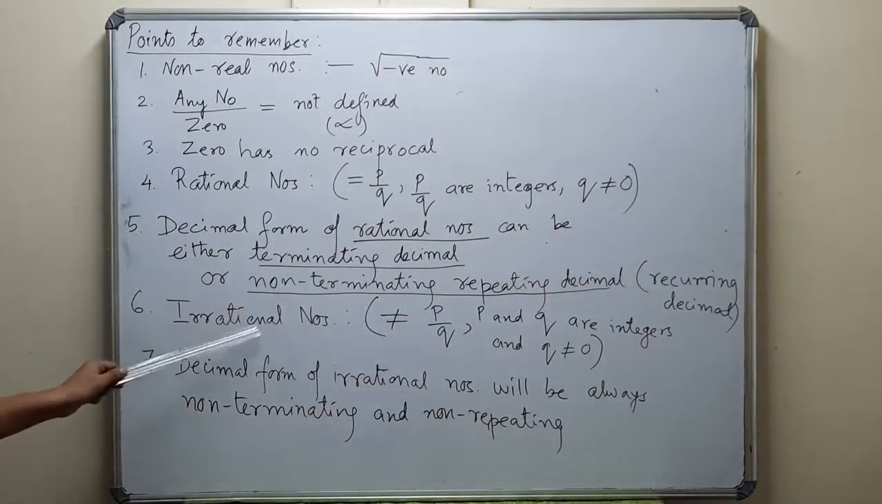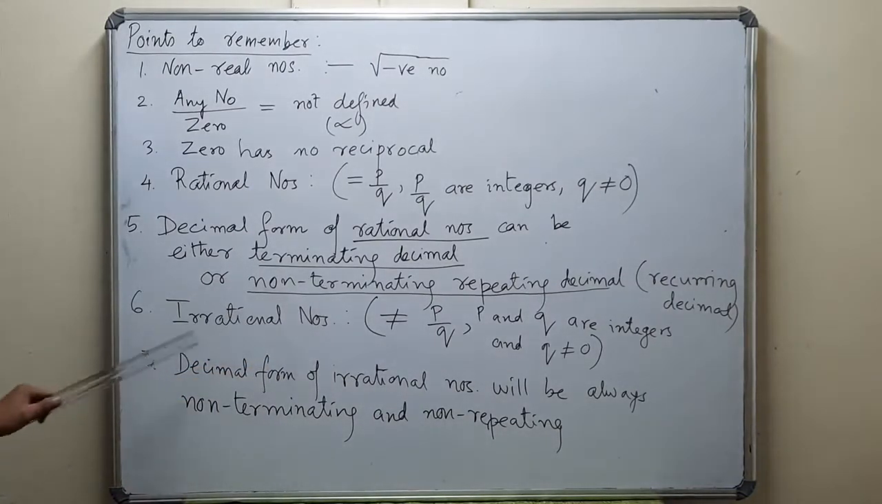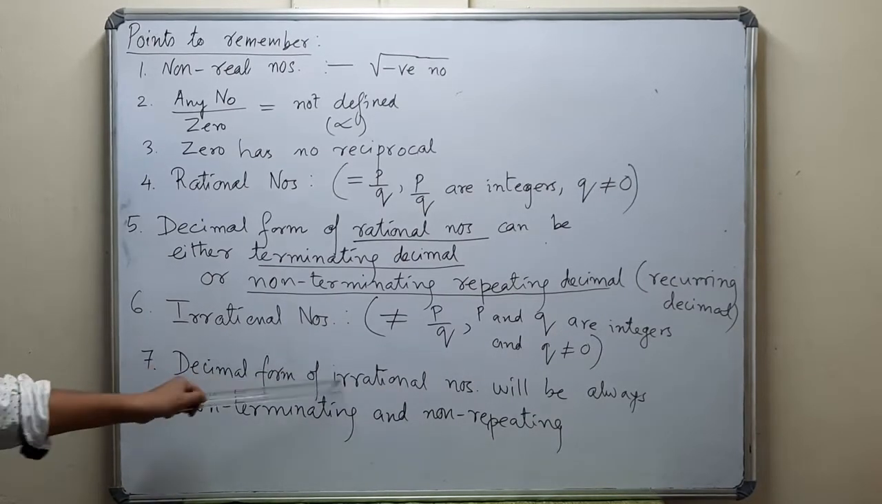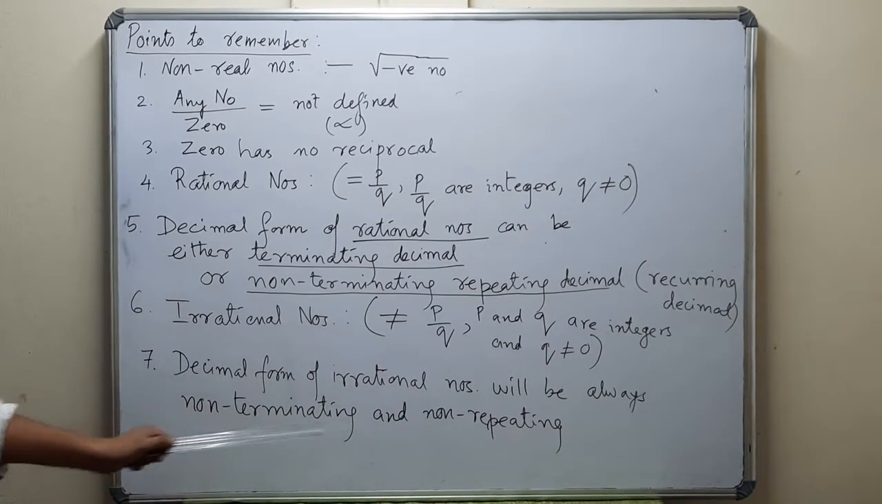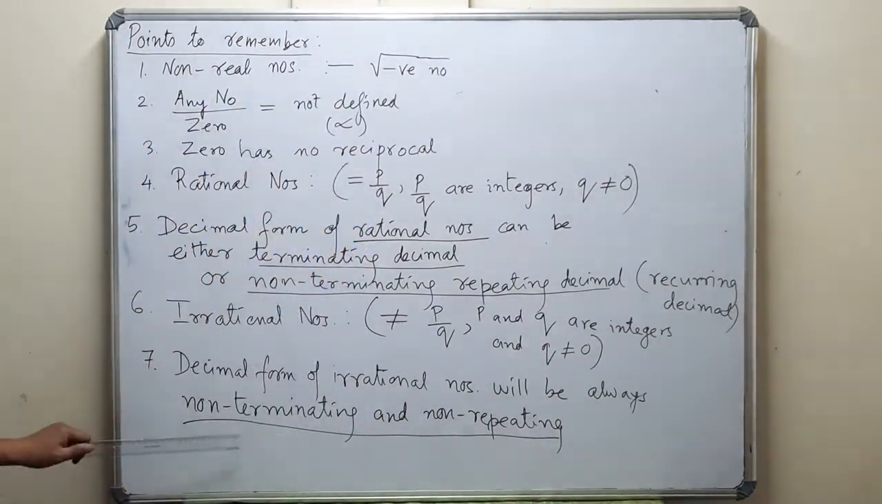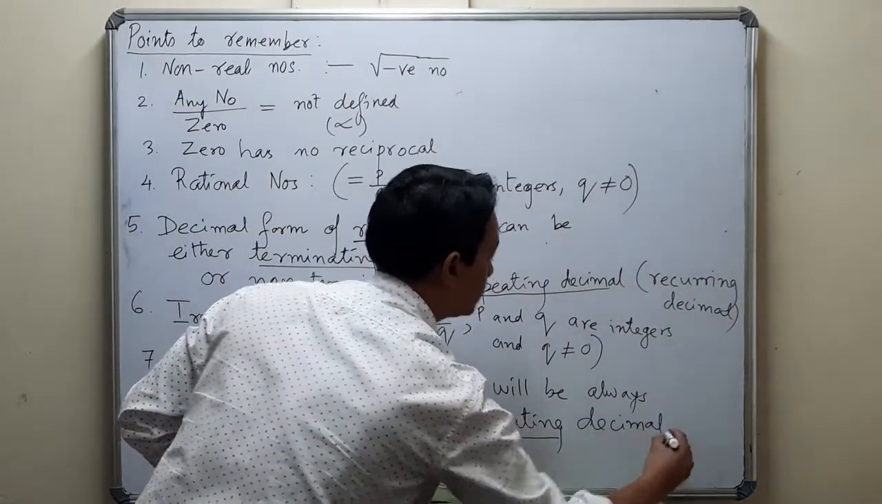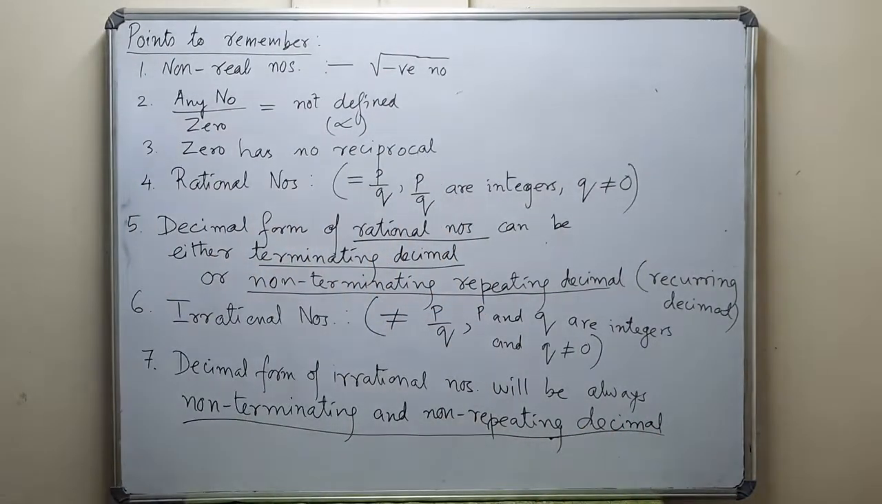Then irrational numbers, which we cannot write in the form of integer by integer. Root numbers will be irrational, pi is irrational. The decimal form of irrational numbers: all irrational numbers have only one type of decimal, that is non-terminating, non-repeating decimal.